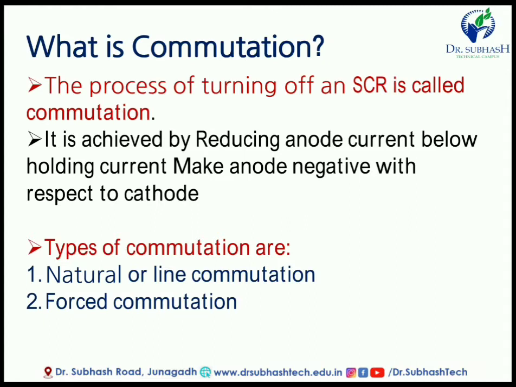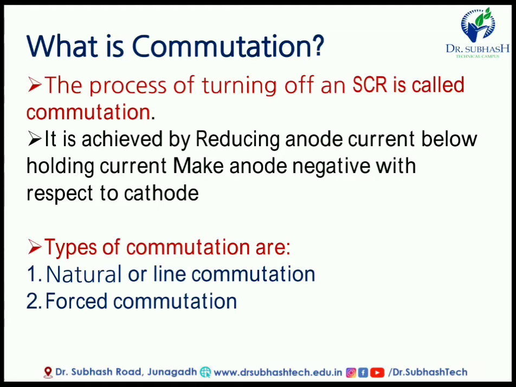Now two types of commutation are available. The first is natural commutation and the second is forced commutation. As its name indicates, natural commutation, or line commutation, means there is no requirement of any extra circuit, because in this waveform the anode current automatically becomes 0 or less than the holding current, so the SCR automatically turns off.